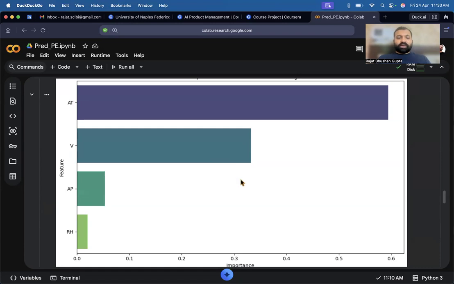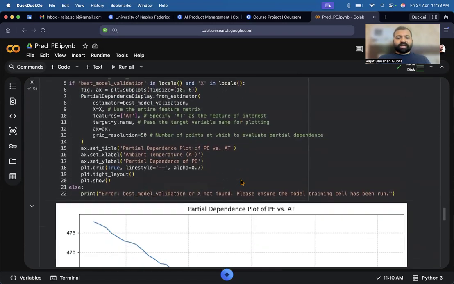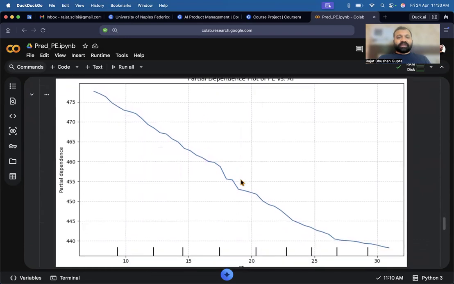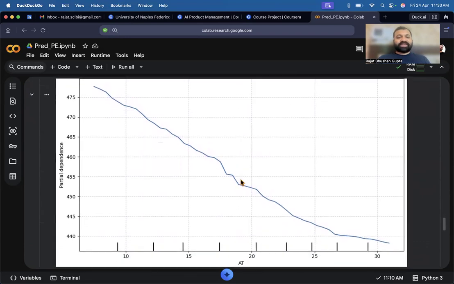Now, how are they correlated? To check that, we see the dependence plot of AT versus PE, and yeah, you can see there is a clear negative correlation between the PE value and the AT value. As the AT increases, the performance decreases, which is also intuitive. As the temperature rises, the performance will decrease. Now, the slope at every point is not the same. This is not a 100% linear graph, but there is clearly a trend line here.